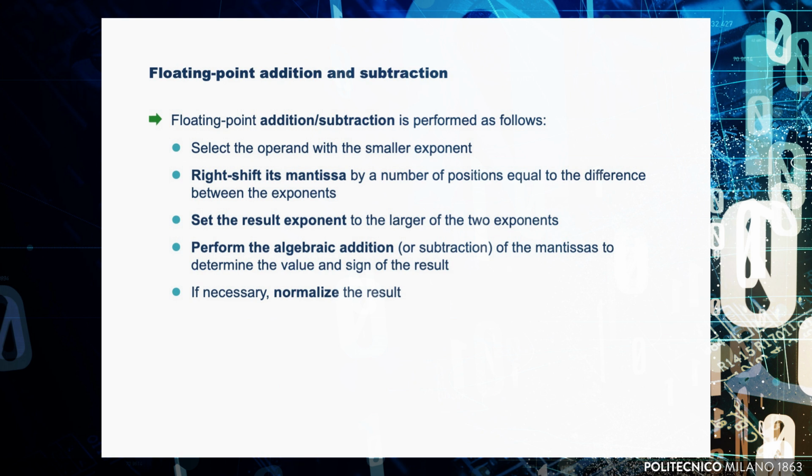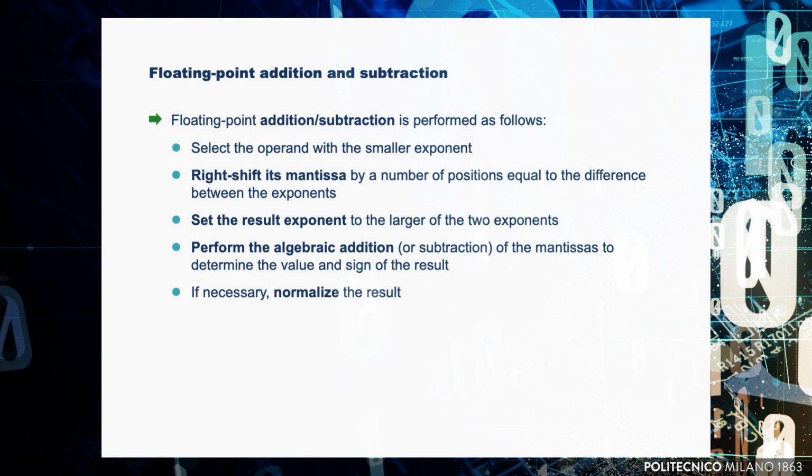Indeed, we use the normalization procedure to align the operands. Moreover, during this operation, as well as any normalization step, least significant bits that exceed the available precision are truncated. The exponent of the result is assigned the larger of the two operand exponents. The algebraic addition or subtraction of the mantissas is computed using the standard algorithm for numbers encoded in sign and magnitude format, in order to determine both the value and the sign of the result. If needed, the resulting value is then normalized.